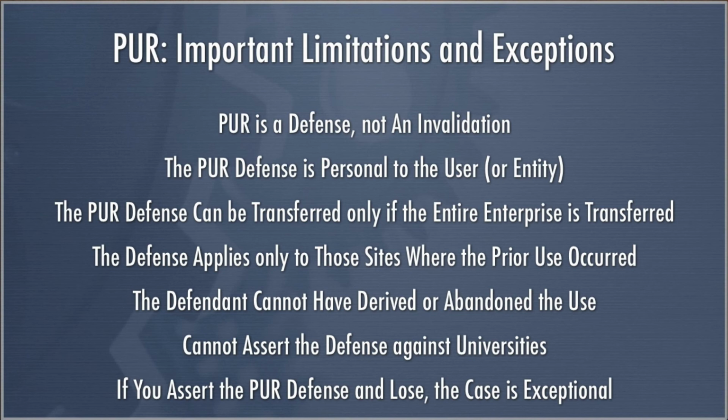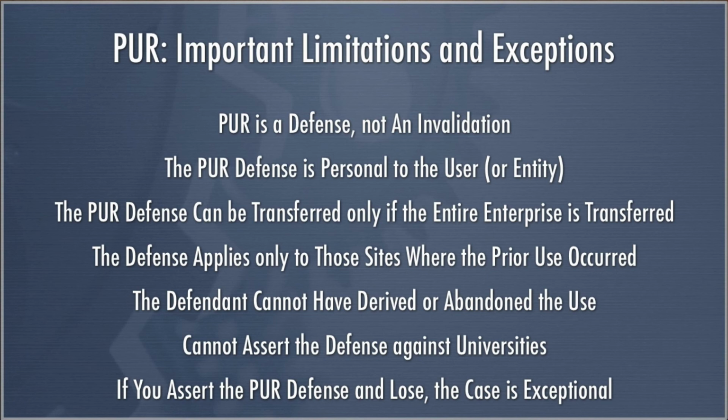You can only transfer this defense if you transfer the entire enterprise. So if I sell my company and that company was a prior user, as defined by 273, then the right to avoid infringement will follow the company, but I can't sell just the right. I can't go and say to somebody else, well, you pay me a couple $100,000 and you can have the right to avoid infringement because of my prior user rights. You can't sell your prior user rights unless you're transferring in good faith the entire relevant enterprise.